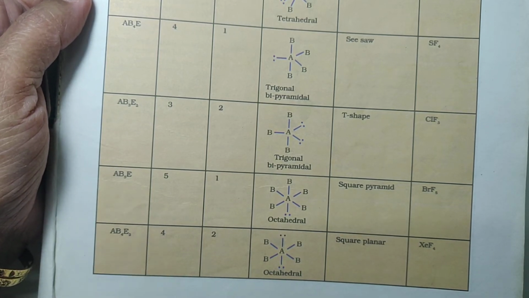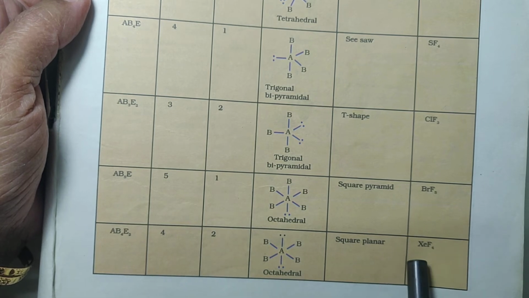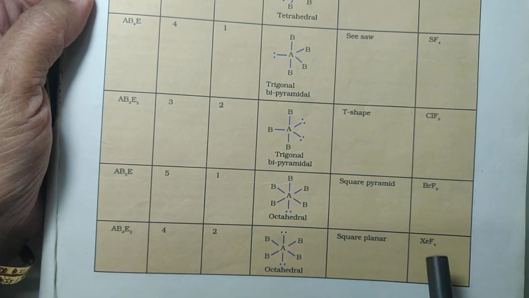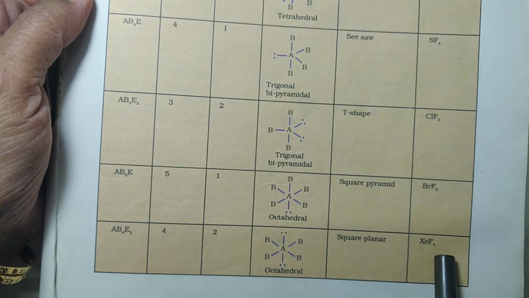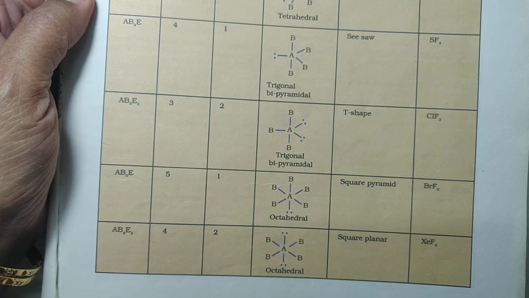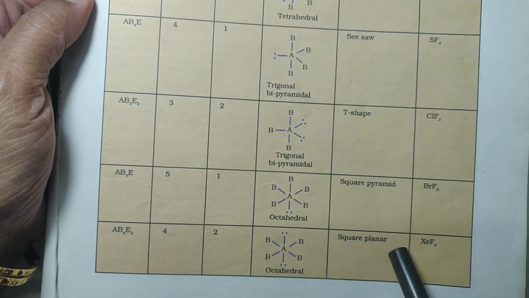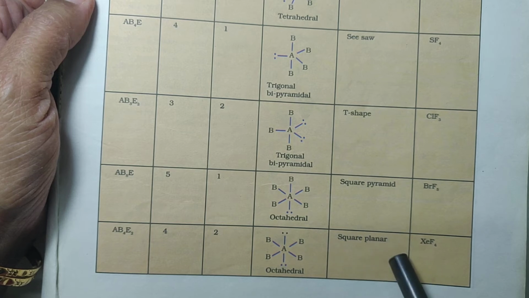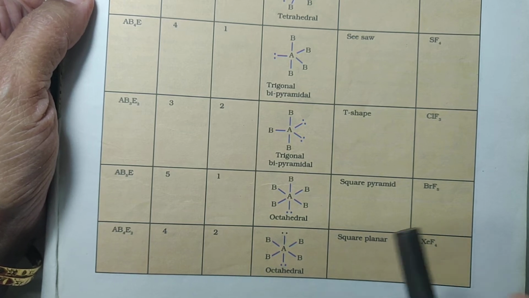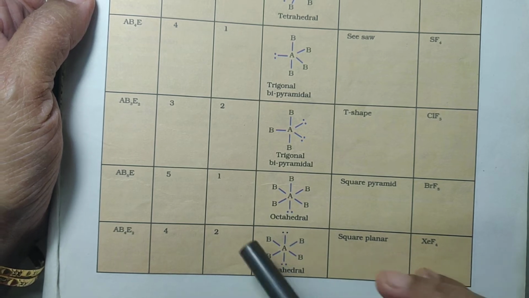Then AB4E2, 4 plus 2, 6. XeF4. Xe is a noble gas. It's having 8 electrons. Out of the 8, 4 of them are in the bonded state and the rest 4 are present in the form of 2 lone pairs, right? And that will be having square planar shape and the geometry is octahedral because there are 6 electron pairs, is it not? 4 bond pairs and 2 lone pairs together is 6.